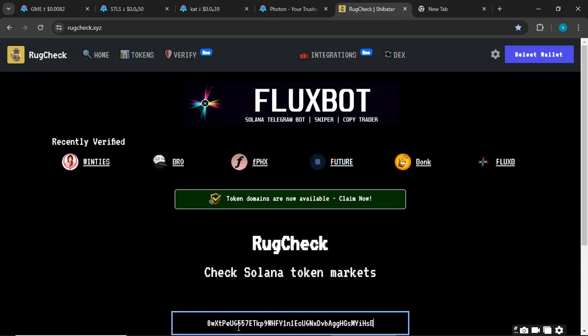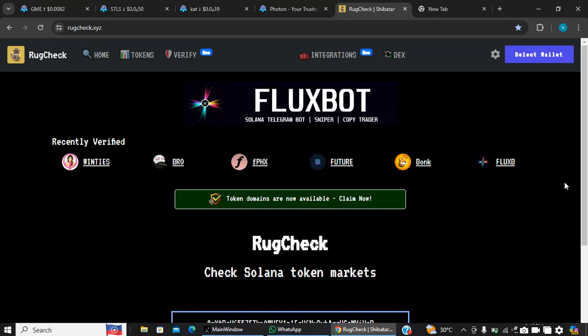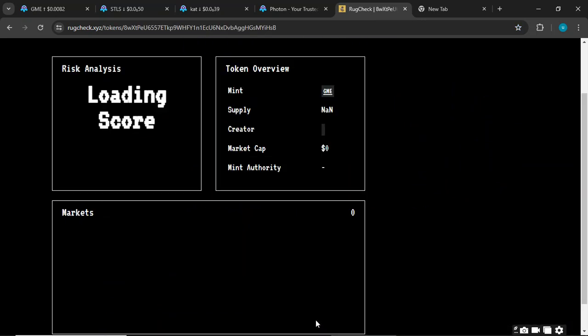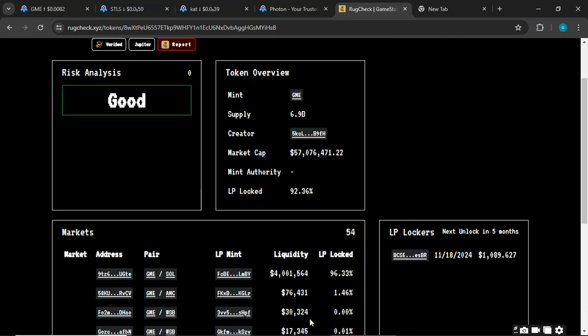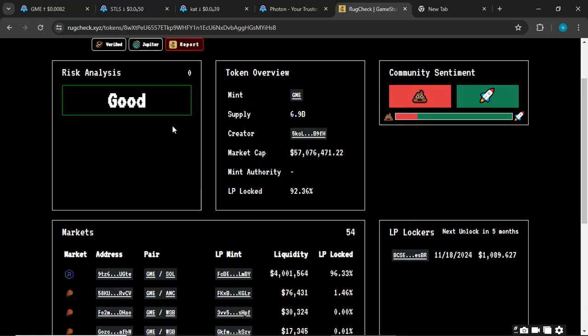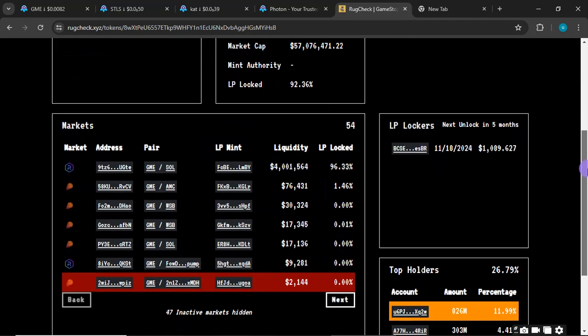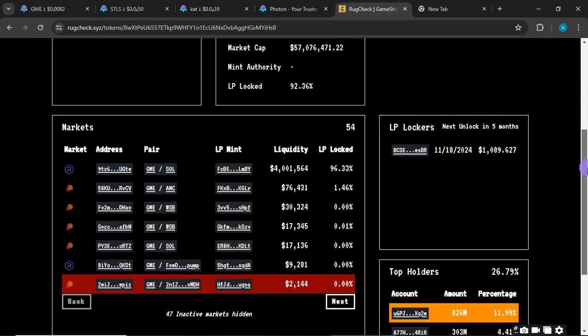So all these things are what you need to check before you pay into a token. Let's see. You can see it's very, very good. There are no risks. You understand? So this token is solid. You get a solid token. Very, very solid.